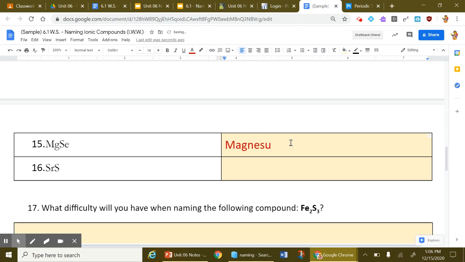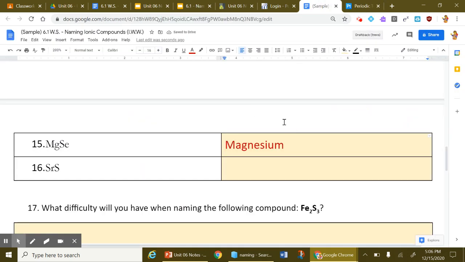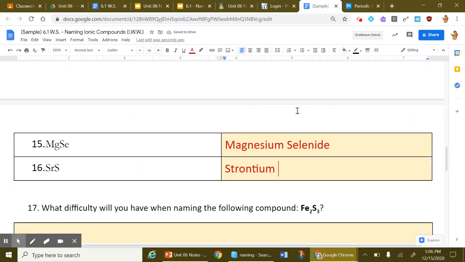All right. Magnesium is Mg. All right. Mg is magnesium. Se is selenium, which as a negative ion is selenide. So magnesium selenide. Sr is strontium. Fix that. All right. And S is sulfur, which as a negative ion we call sulfide. So this is strontium sulfide.